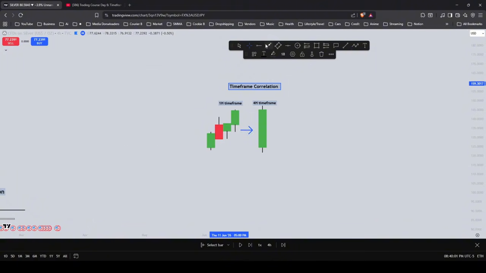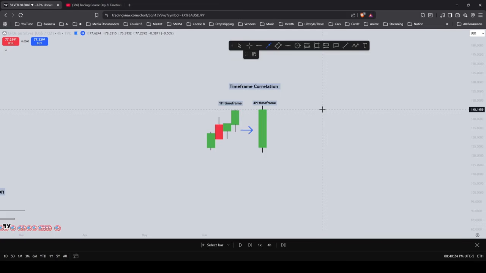So what do we already know about simple forex or simple trading, wherever you trade? What do we know about candlesticks? The one thing we know about candlesticks when it comes to time frame correlation is that the higher time frames are the big moves. Let me just reword that. The higher time frames are more complete. The lower time frames make up the higher time frames.